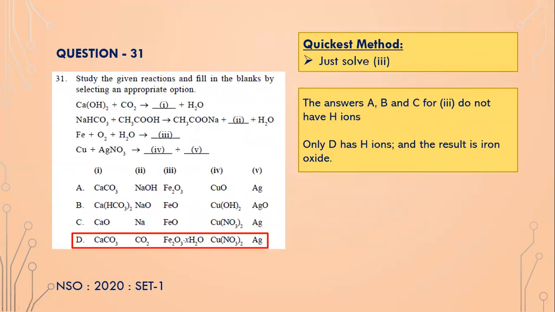Study the given reactions and fill in the blanks by selecting an appropriate option. So here, what is the easiest one? Easiest one is 3. And Fe plus O2 plus H2O, isn't it? It just gives one substance. Now there is iron, there is oxygen and hydrogen.